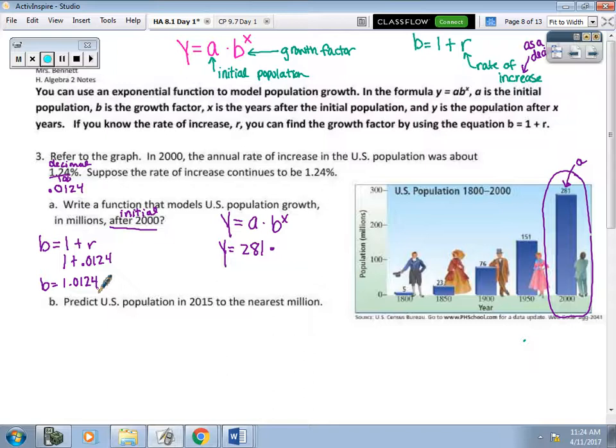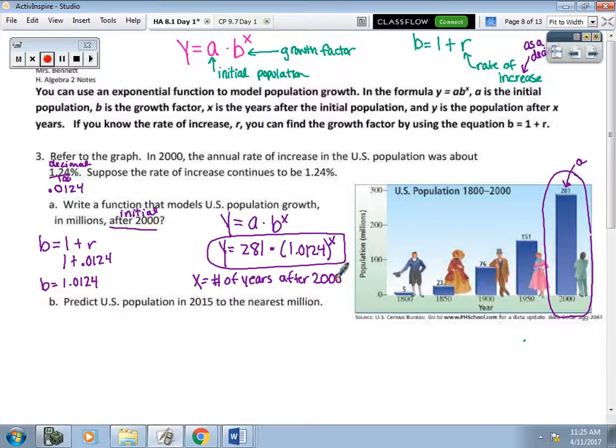So plug that back into our formula. And then we use the exponent x. Now you do need to tell me what x represents since you're writing this model. X is going to be the number of years after 2000. That way the person who reads this model doesn't think that they're supposed to plug in like 2012. They just plug in 12 for x.